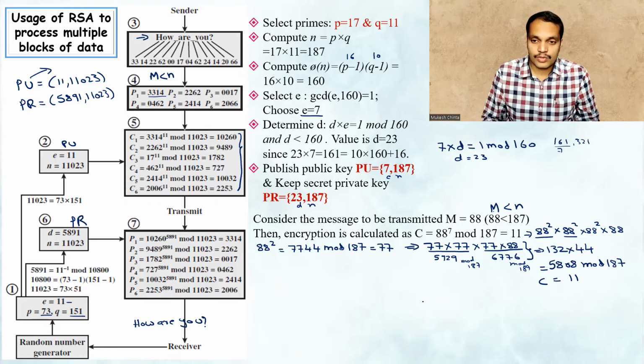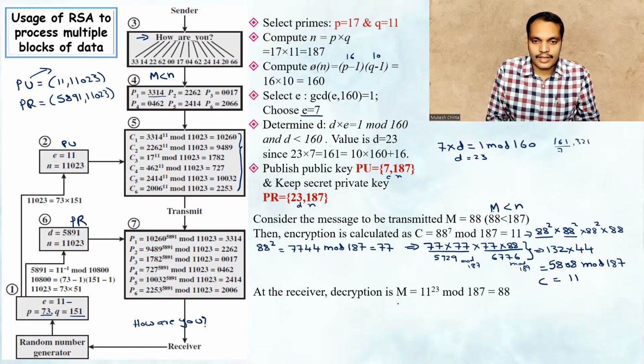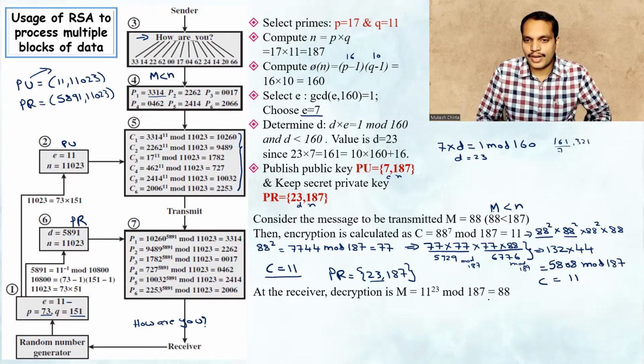Now, don't forget, this value is to be sent to the receiver. At the receiver, you have to perform the decryption. Now, C is equal to 11, which is sent, and the receiver has the private key PR is equal to 23, 187. To decrypt this message, the receiver has to use the private key. So C power D mod N. C is 11, D is 23. So 11 power 23 mod 187 should give me 88.